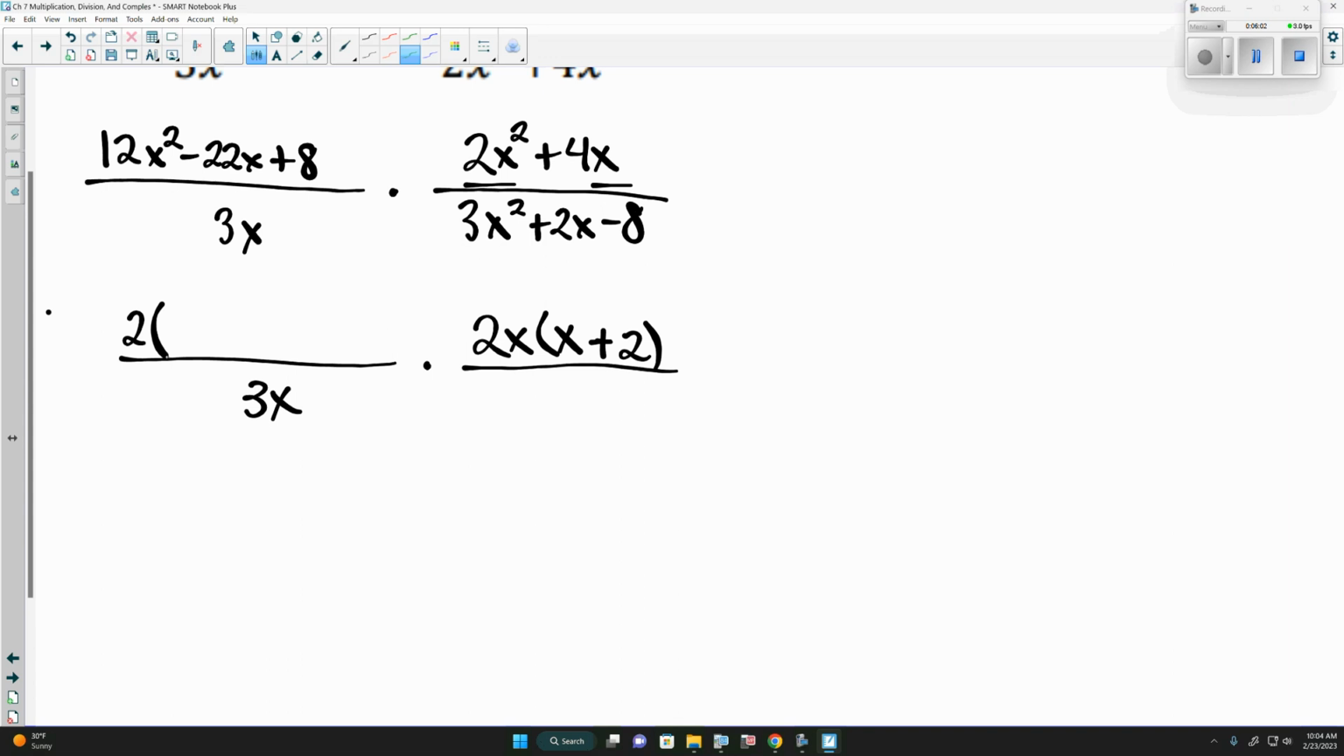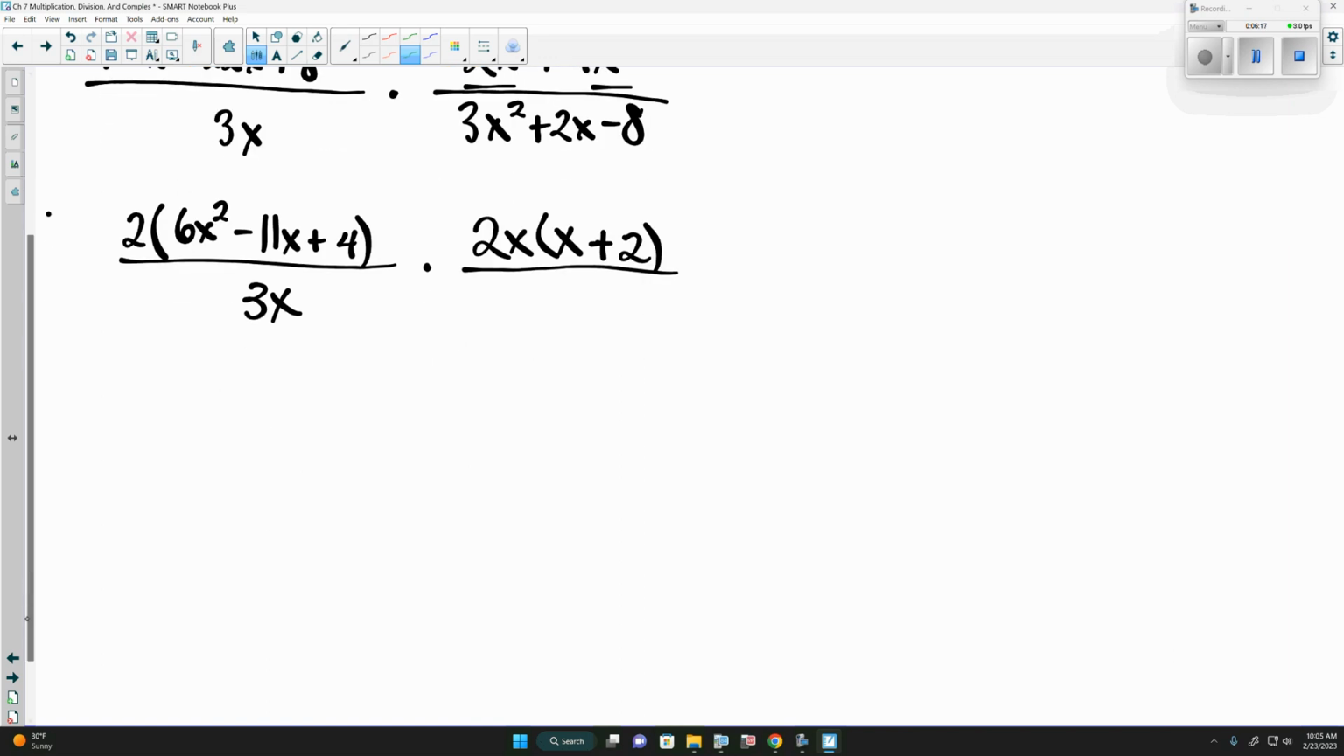2 factored out of 12x squared is 6x squared minus. If we factor 2 out of 22x, we have 11x plus 2 factored out of 8 is 4. So we'll still need to factor it from there, but we can pull that 2 out. So it'll make it a little bit easier to factor.